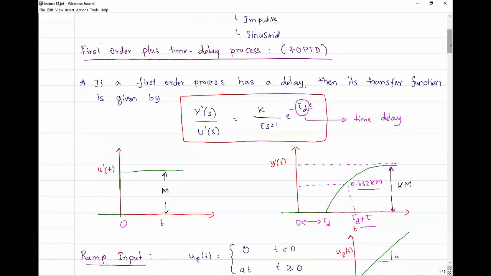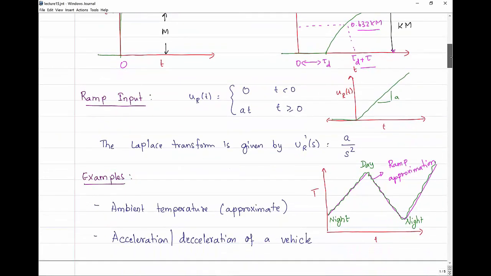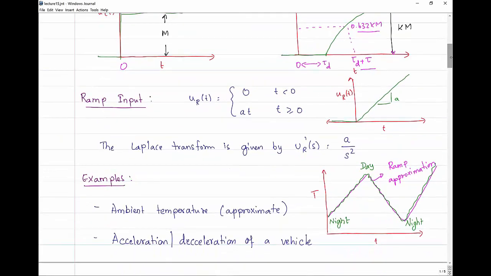Now let's look at the ramp response of a first-order transfer function with time delay or without time delay. The ramp input is one which increases linearly with time. Let's assume that it is 0 for negative times and it's equal to a times t for positive times. A typical ramp input is shown here in the plot. And the Laplace transform of a ramp input is given by a over s square.